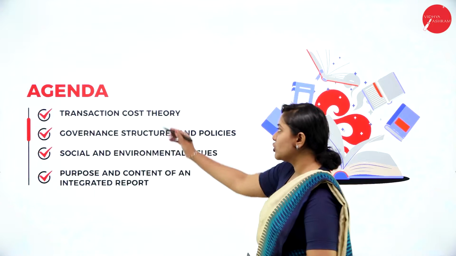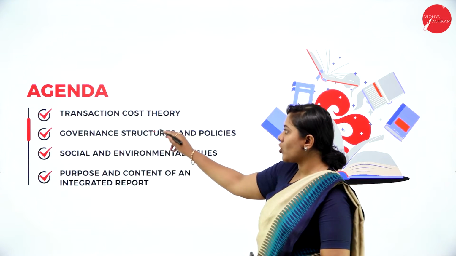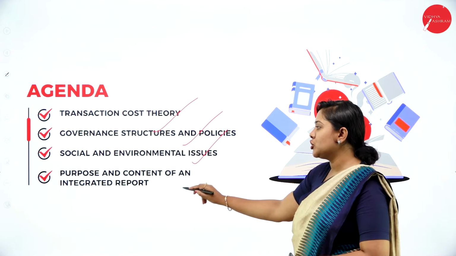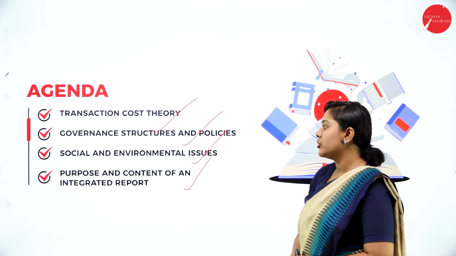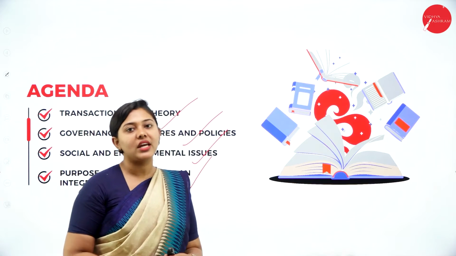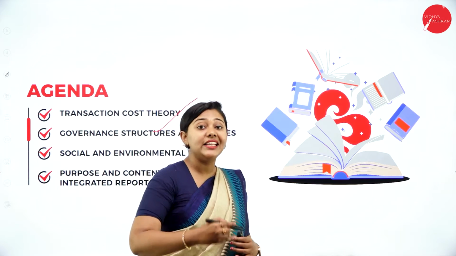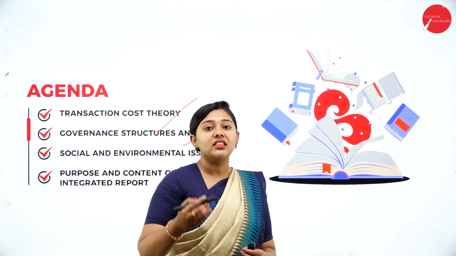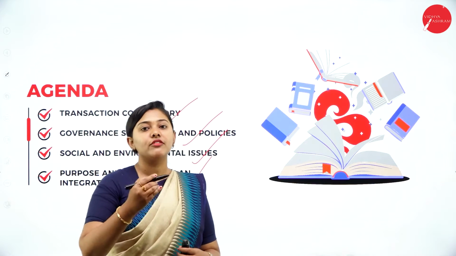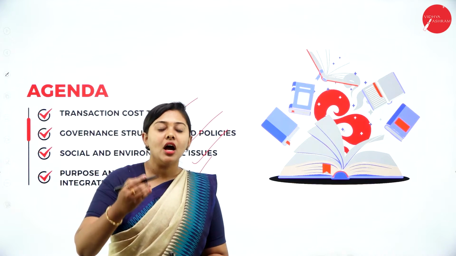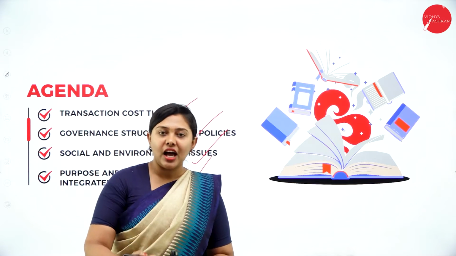Moving forward, for today's discussion: transaction cost theory, governance structure and policy, social and environmental issues, and the purpose and content of an integrated report. So in the last class, we discussed what ethics is all about with daily life examples. We discussed what governance is, what ethical issues are faced in our financial management, and what agency relationship theory is. Everything we have discussed in the last class.